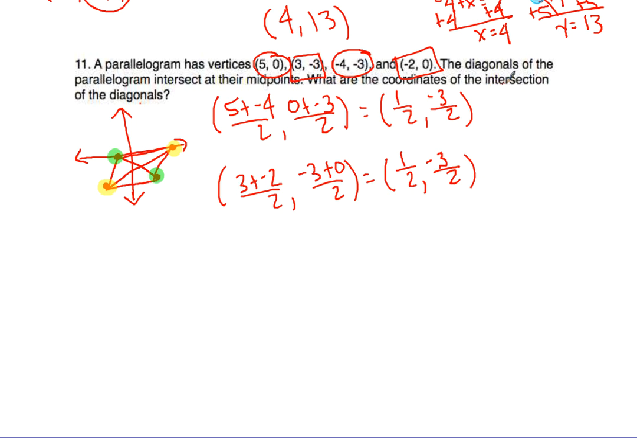So the coordinates of the intersection of the diagonals, because these match up, would be (1/2, -3/2). If for some reason you work this out and you get different midpoints and they aren't exactly the same like this, then that means you did something wrong and you need to go back and check your work.